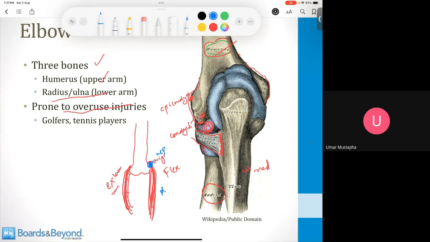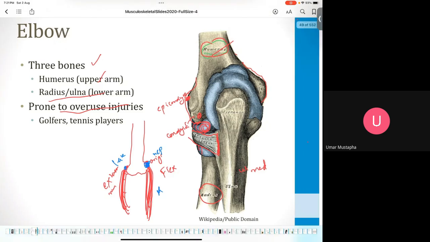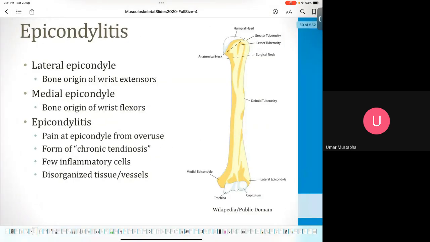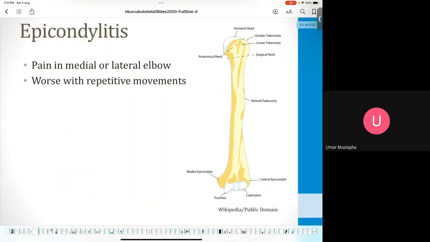And in those sports in which we repeatedly use our extensor muscles a lot, we can get lateral epicondylitis. So let's discuss it now. The lateral epicondyle is the bone origin of the wrist extensors. The medial epicondyle gives rise to your wrist flexors. Epicondylitis is a chronic tendinosis, in which we overuse these muscles, which leads to an inflammation-like condition at the epicondyle. We see a few inflammatory cells, disorganized tissue and vessels as well, and it's a really painful condition.